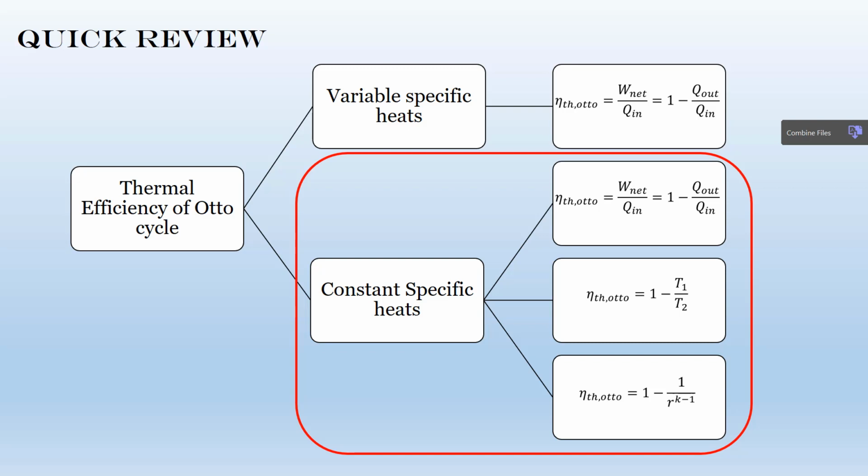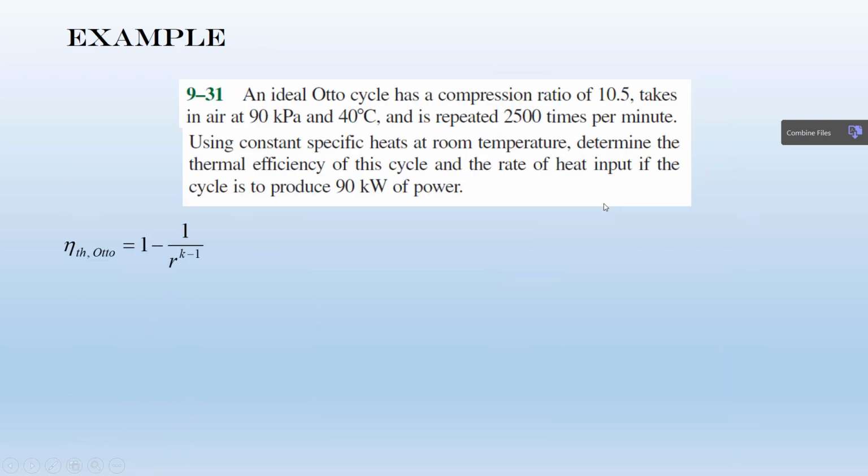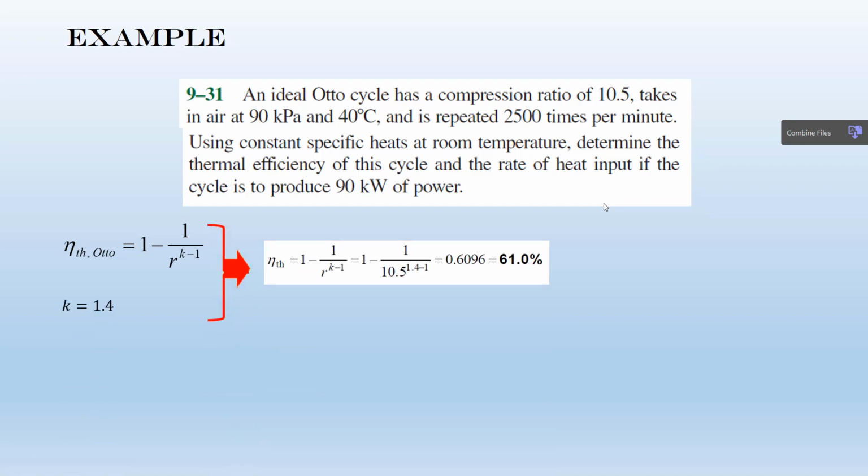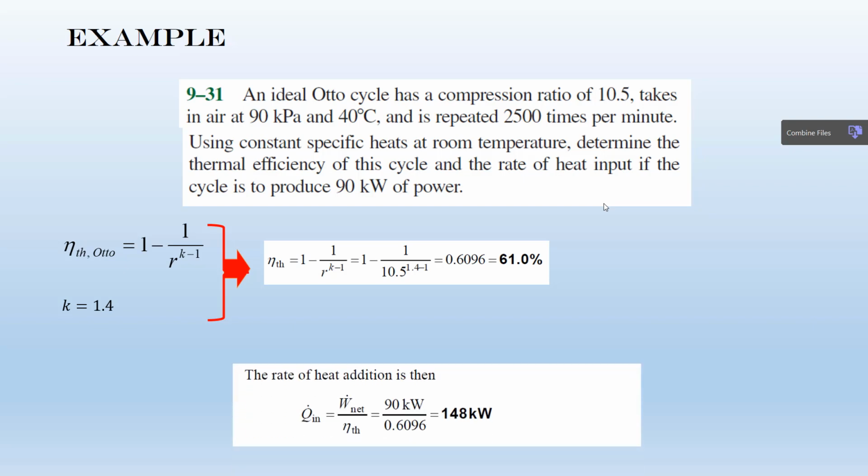Then by having the thermal efficiency, and then you have the W, you can find the Q for this system. So here, you need to use this equation. K is 1.4. You can find the thermal efficiency, which is 61%. And then by using this value, you can find the Q dot into the system, which is 140 kilowatt.